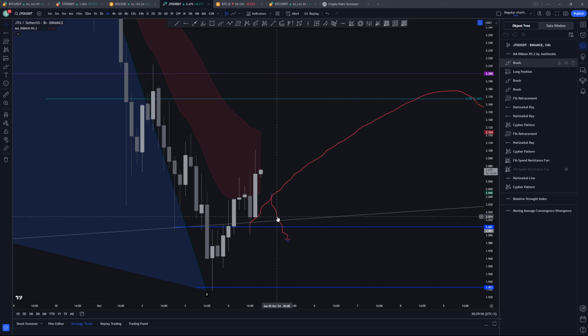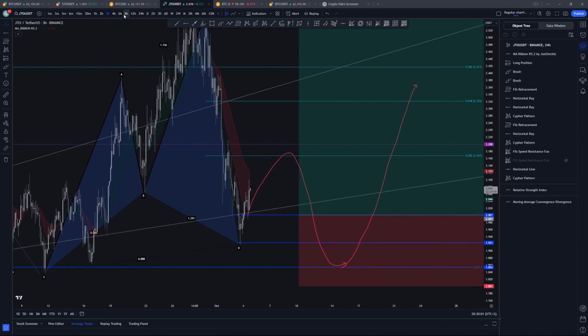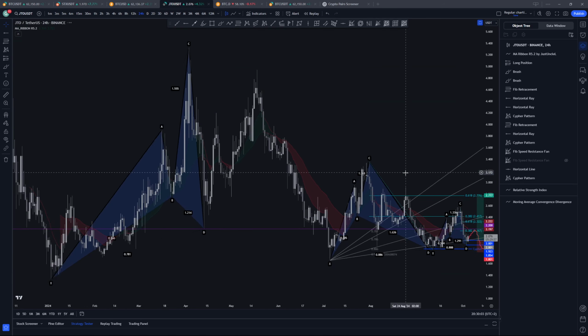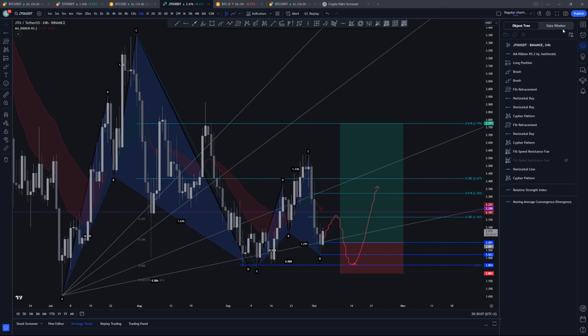Otherwise, in general for spot, I think this is a very good buy. I think this coin is pretty good. So that is it for GTO.